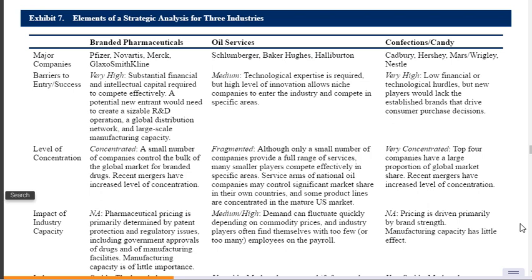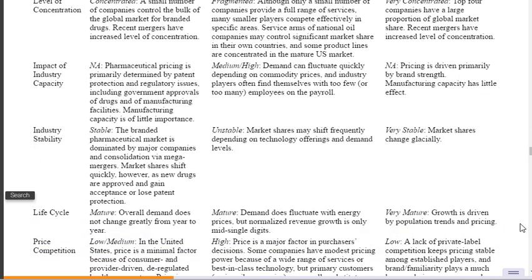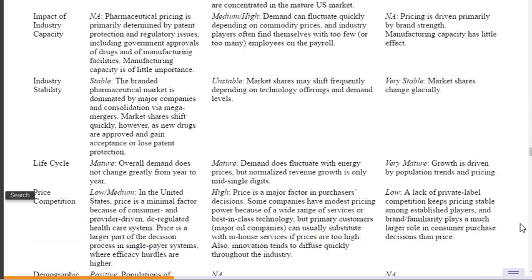The barriers to entry, so whether the barriers to entry are very high, medium, or could be low. Talking about the levels of concentration with regards to the industry, whether it's concentrated, whether it's fragmented, or very concentrated. Again, these have impacts on pricing. Impact of industry capacity. NA means not applicable, whether it's medium, high, not applicable again with regards to the candy.